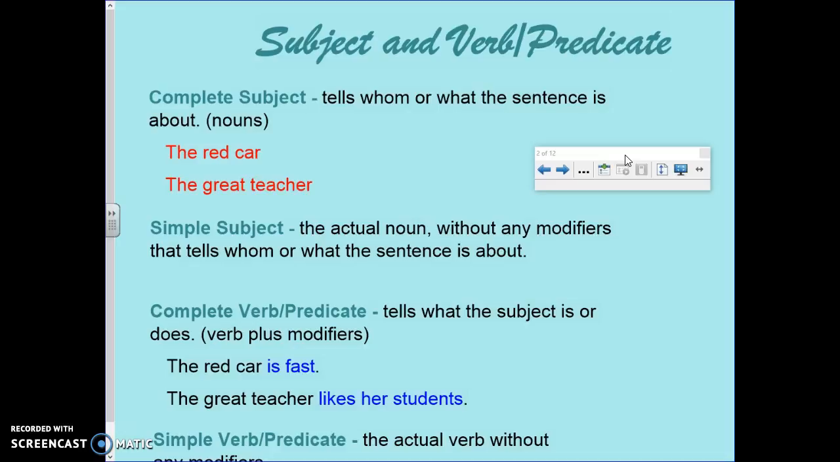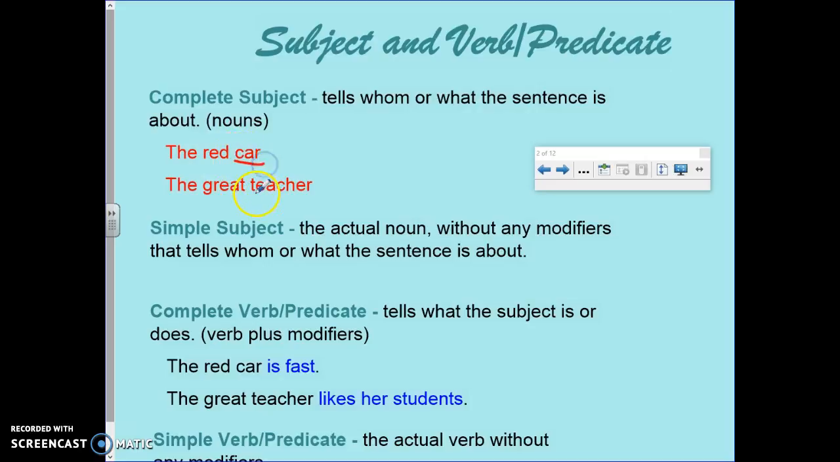So the complete subject tells whom or what the sentence is about. It's filled with nouns. Okay, so when we're looking at this, let me grab my handy dandy little pen. When we're looking at this, the idea is that this whole thing is the complete subject: the red car, the great teacher. It doesn't tell you what's going on, but it tells you whom or what the sentence is about. It's about a red car. It's about a great teacher.